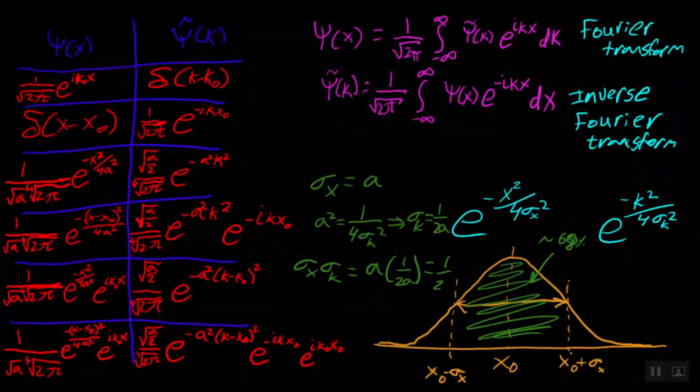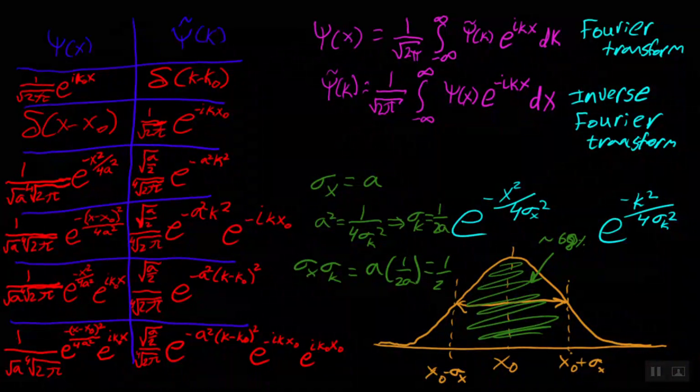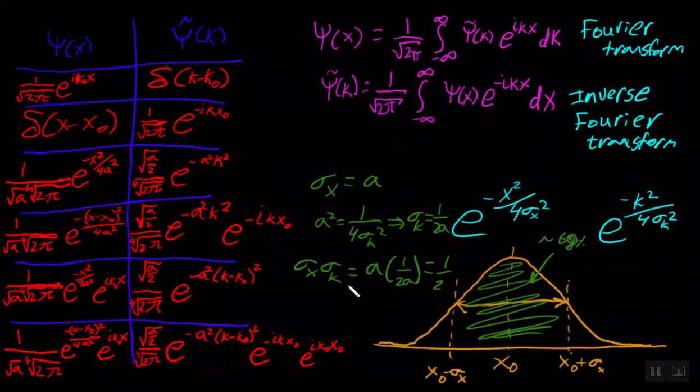Also note when we see this, if a is big, x is very uncertain, and σk is 1 over 2a, which will be very small. So if you have a big uncertainty in x, you have a small uncertainty in k, right? And that would make sense with our idea of the uncertainty principle. So σx σk equals 1/2.